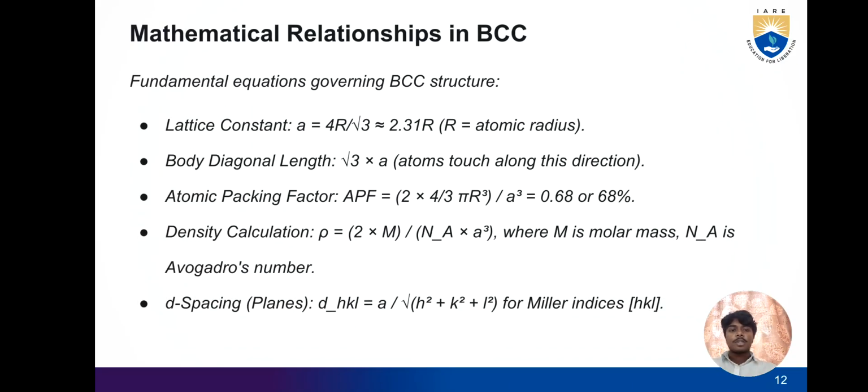Mathematical relationships for BCC: lattice constant a = 4R/√3, body diagonal length = √3 × a, atomic packing fraction is 0.68, and d spacing d = a/√(h² + k² + l²) for Miller indices hkl.